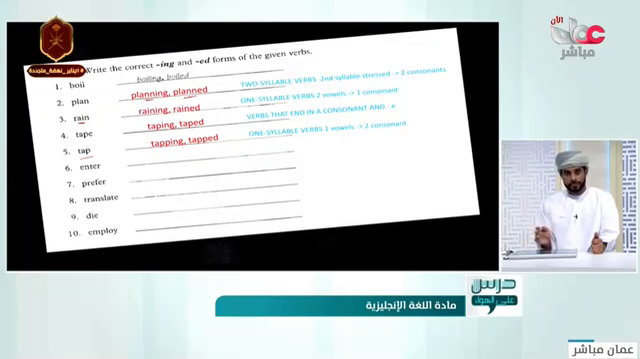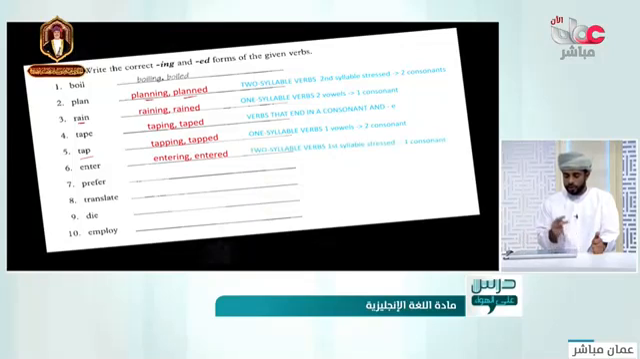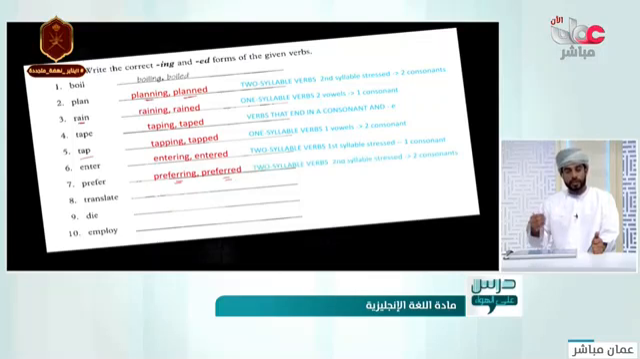Enter, entering, and entered, without doubling anything. Why is that? Because it is two syllables. The stress is in the first syllable, so one consonant only. Here, we have talked about it. Prefer, preferring. We double the R. Why is that? Because it is a two-syllable verb, but the stress is in the second syllable.